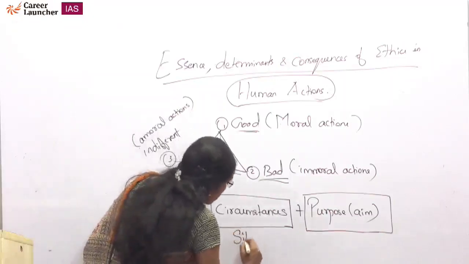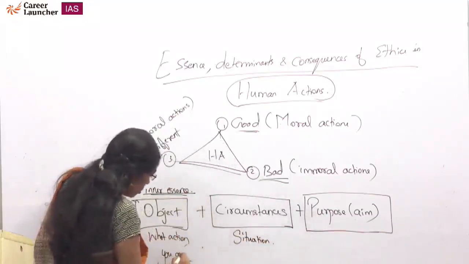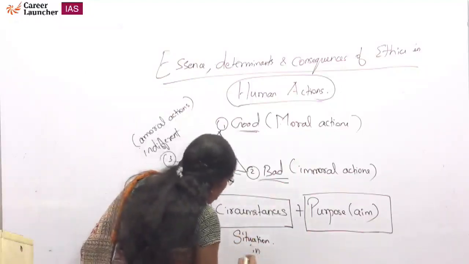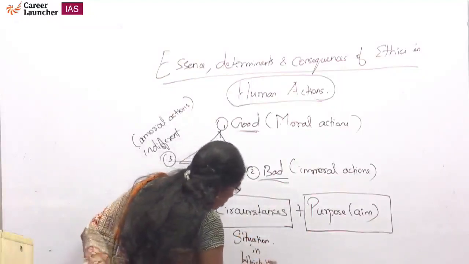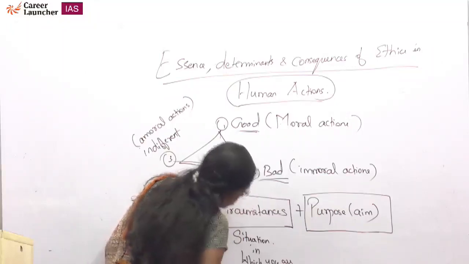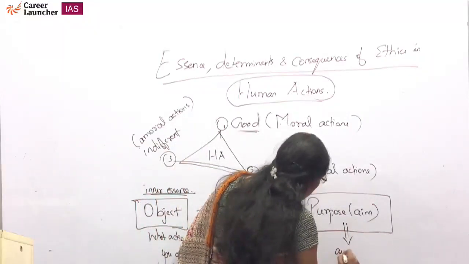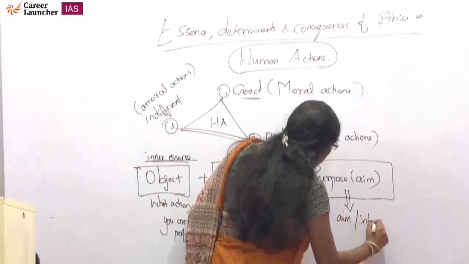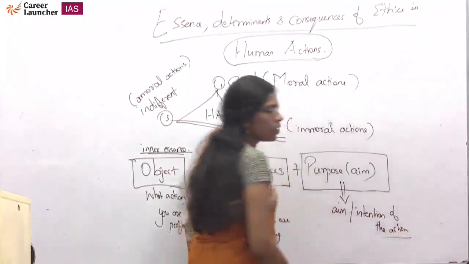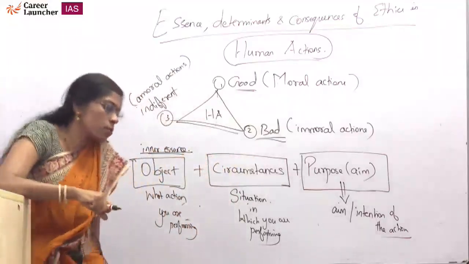Circumstances is the situation in which you are performing that action. And purpose. What is the ambition, aim? Aim of the action, purpose of the action, intention, aim or intention of the action. These three things you have to keep in mind. Right? When you take that Subbarao book, you will never understand this. So, listen carefully here.